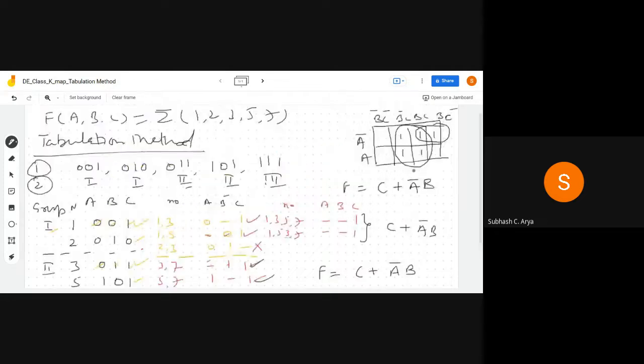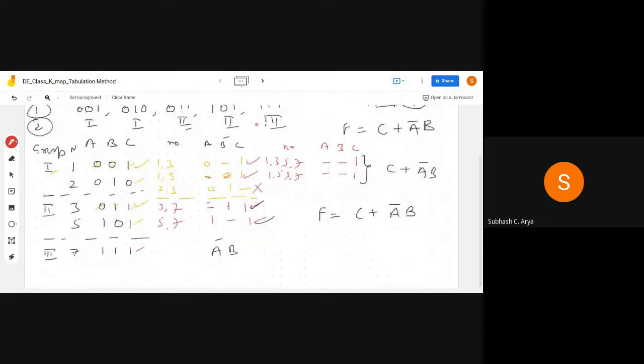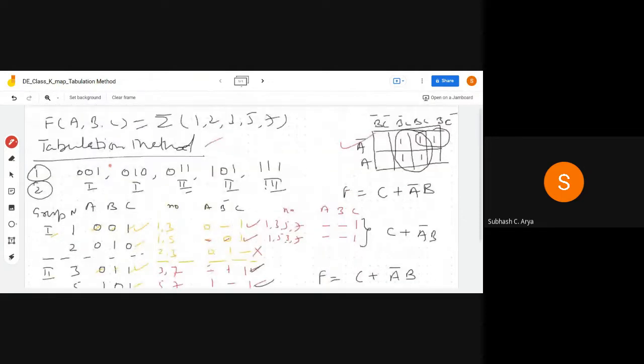And the same answer we got through the Karnaugh map. So this is another method, the tabulation method, through which we can simplify. The important advantage of simplifying a Boolean expression with the help of tabulation method is that it is compatible with the computer, one thing. Second thing, any number of variables it can handle, and it is an iterative process.